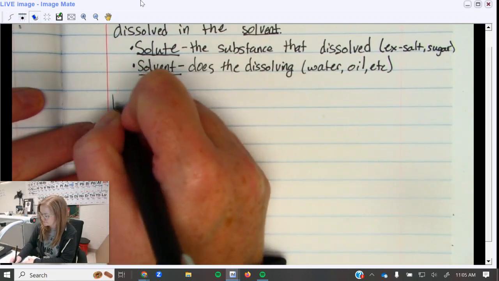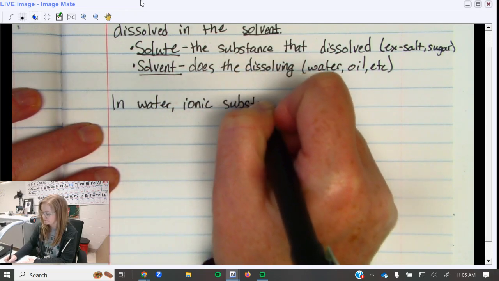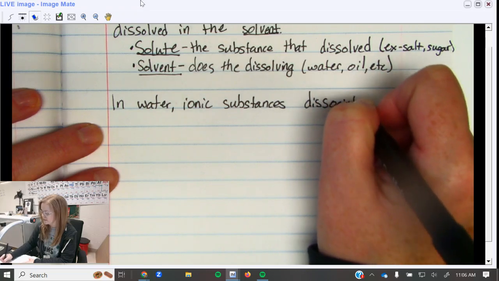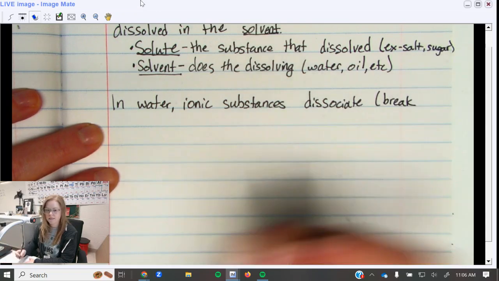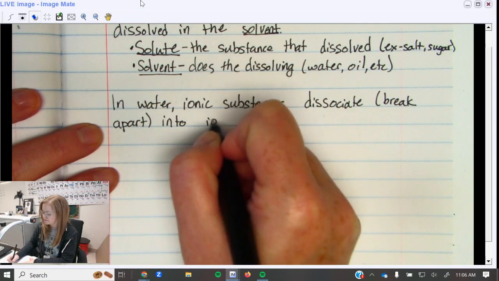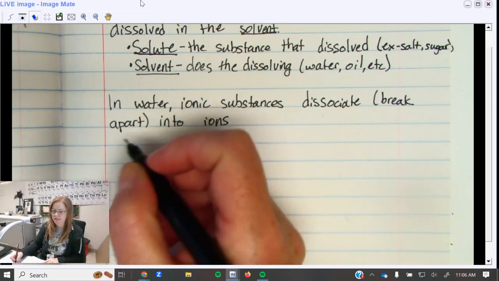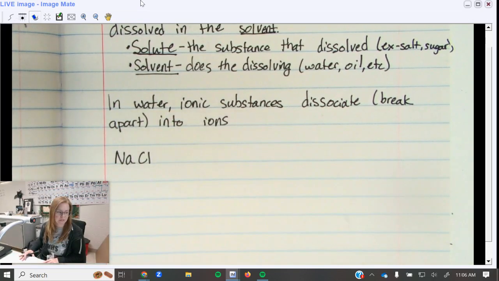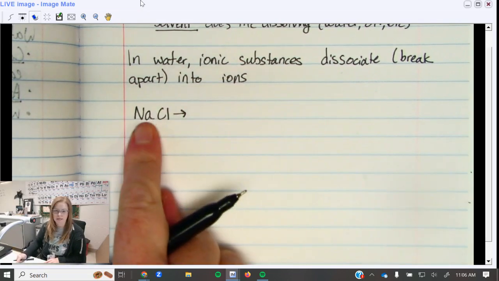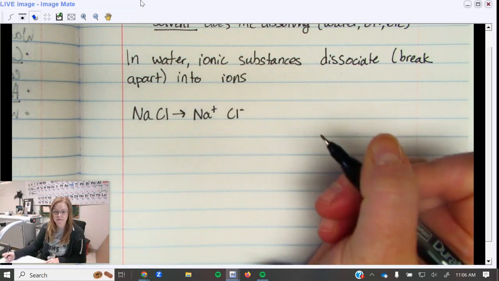So in water, ionic substances dissociate. That means that they break apart into ions. So how does that work? All right, when we draw a solution, we might get something like NaCl. That's regular table salt. Most table salt is sodium chloride. It is going to break apart into its two ions. I see Na and I see Cl. Na is my positive ion, Cl is my negative ion.